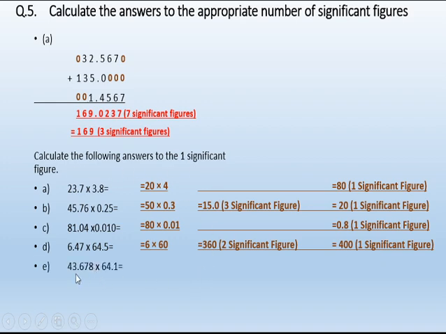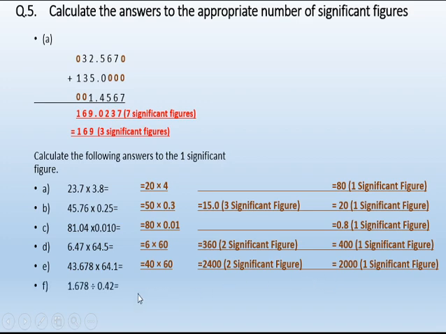So this is our question, which says 43.678 multiplied by 64. 43.678 will be converted into one significant figure as 40, and 64 will be considered as 60. So 40 multiplied by 60 is 2400, which is of 2 significant figures. So we will be rounding it off to one significant figure, which is 2000, which is correct to one significant figure.